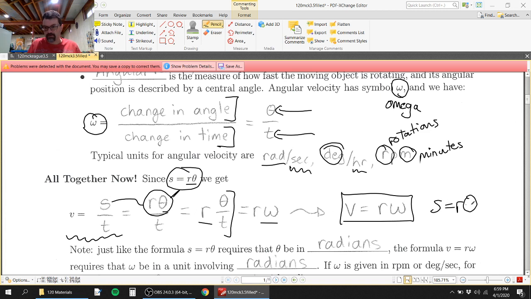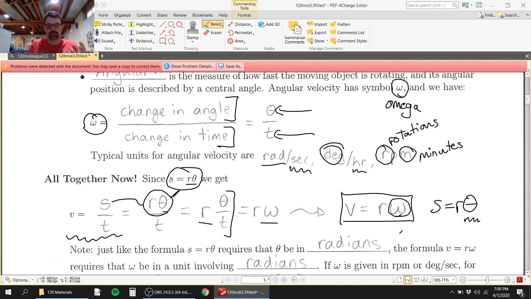Now, when we use s equals r theta in the previous section, one of the key points was that theta had to be in radians for this formula to work. Just like that has to be true, if you want to use v equals r omega, omega needs to be in a unit involving radians. Omega is angle measurement per time, so it doesn't matter what the time unit is, but it can't be degrees per second or rotations per minute. It needs to be radians per some time unit.